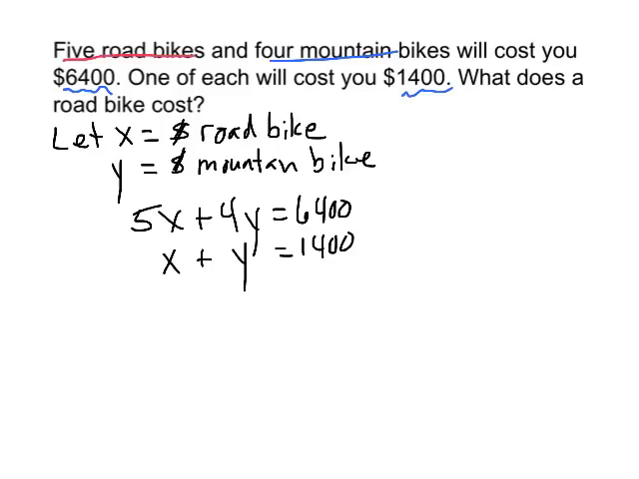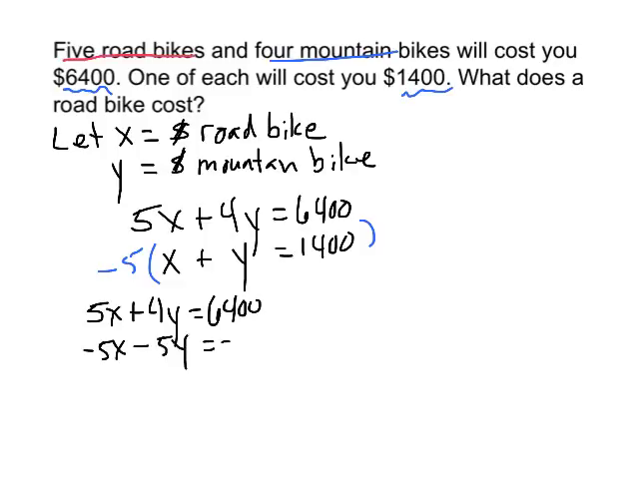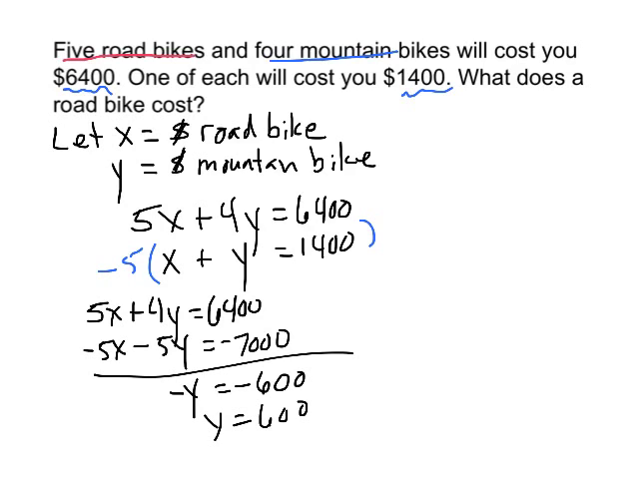We could solve using substitution, or we could solve using elimination. If I used elimination, I could get rid of my x's by multiplying my second equation by -5. This is just one of several ways you could solve this problem. So 5x plus 4y is equal to 6,400. Negative 5x minus 5y is equal to negative 7,000. Add them together and you get negative 1y is equal to negative 600. That means y is equal to $600. A mountain bike is $600. And then, since x plus y is 1,400, x plus 600 is 1,400, and a road bike is going to be $800.